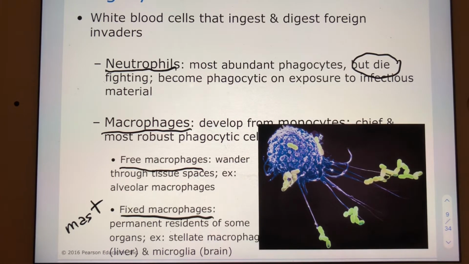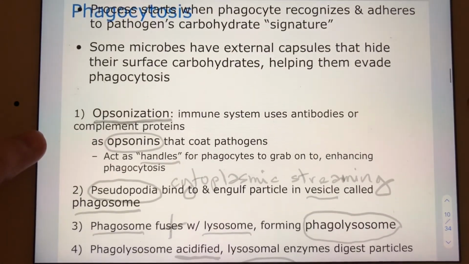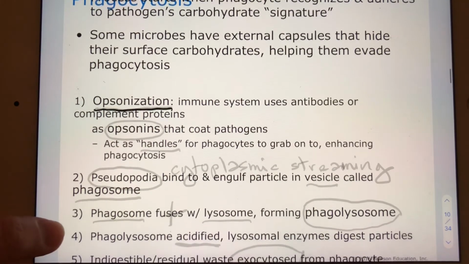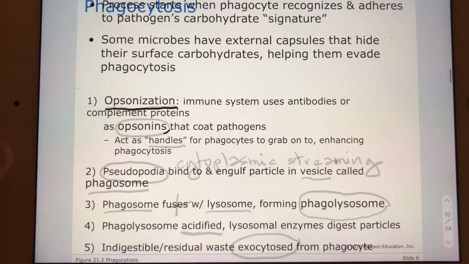Phagocytosis, in this context of recognizing, claiming and engulfing a bad guy or an antigen, actually involves a number of steps. And the first step is called opsonization. Opsonization is the application of proteins that are called opsonins. And opsonins act like handles, okay? They're like molecular handles. And they provide phagocytes something to grab onto. So literally handles, both functionally and in terms of shape, all right?